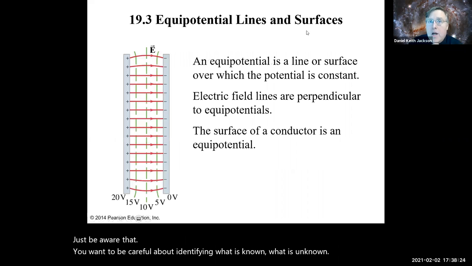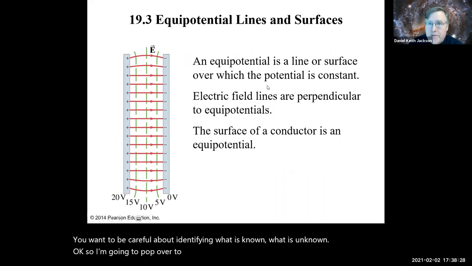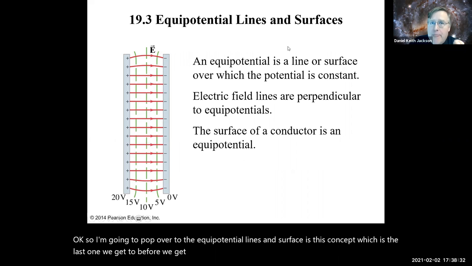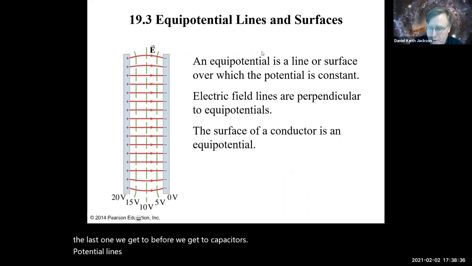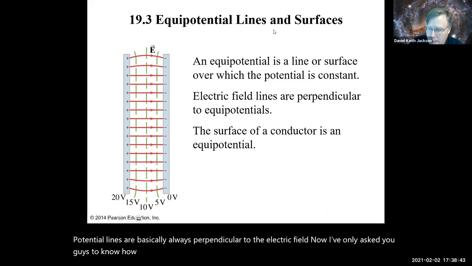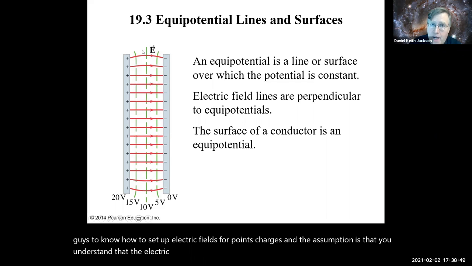Okay, so I'm going to pop over to the equipotential lines and surfaces. This concept is the last one we get to before we get to capacitors. Equipotential lines are basically always perpendicular to the electric field. Now, I've only asked you to know how to set up electric fields for point charges, and the assumption is that you understand that the electric field inside of parallel plates is always uniform. It's always the same, pointing from the positive to the negative.